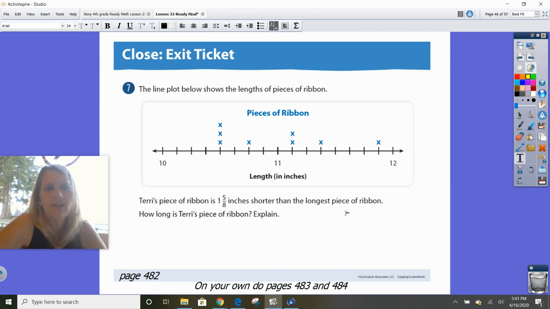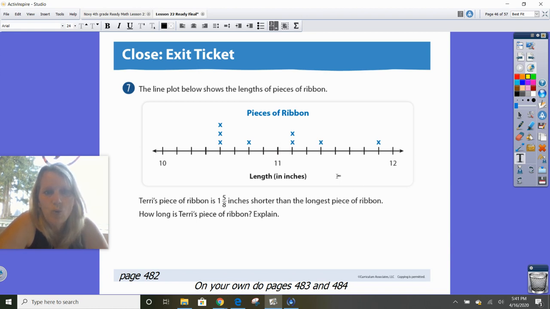Exit ticket number 7. The line plot below shows the lengths of pieces of ribbon. Okay, so this is about ribbon. Terry's piece of ribbon is 1 5/8 shorter than the longest piece of ribbon. How long is Terry's piece of ribbon? Okay, so first read, this just telling us it's about ribbon. And we got some inches of ribbon. We got 1, 2, 3, 4, 5, 6, 7, 8 pieces of ribbon. All right, and they're between 10 and 12 inches.